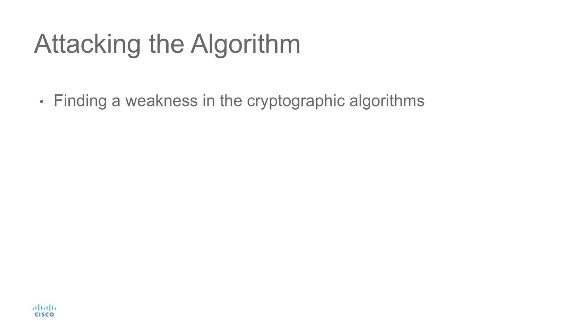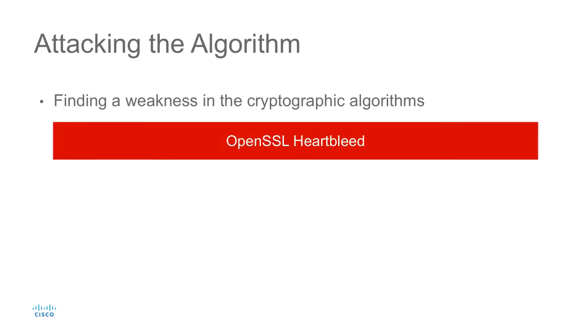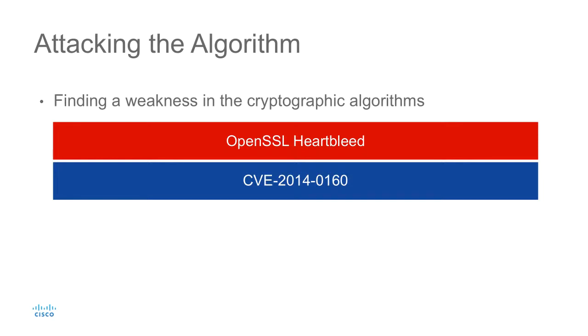Here's an example of one attack against the algorithm that you may already be familiar with. It's the OpenSSL Heartbleed vulnerability. This was recorded in CVE-2014-0160. Now this actually happened in 2014, and there were many servers that were running OpenSSL that were vulnerable to this. Now, what was the big deal?